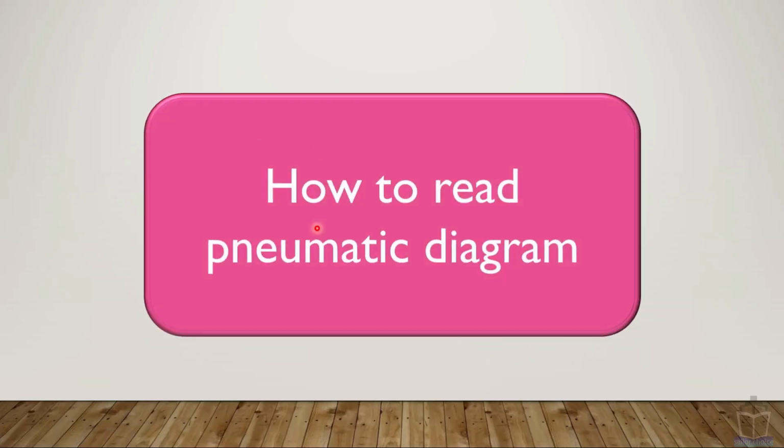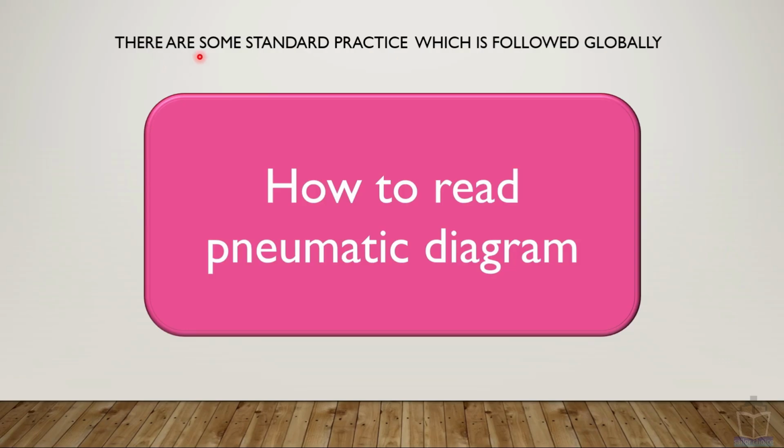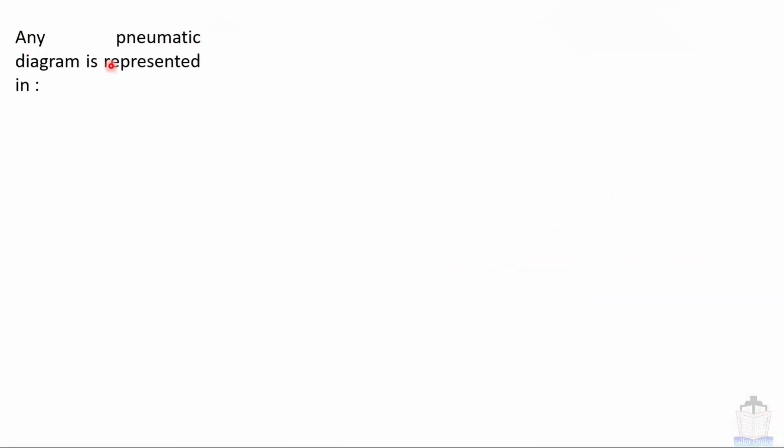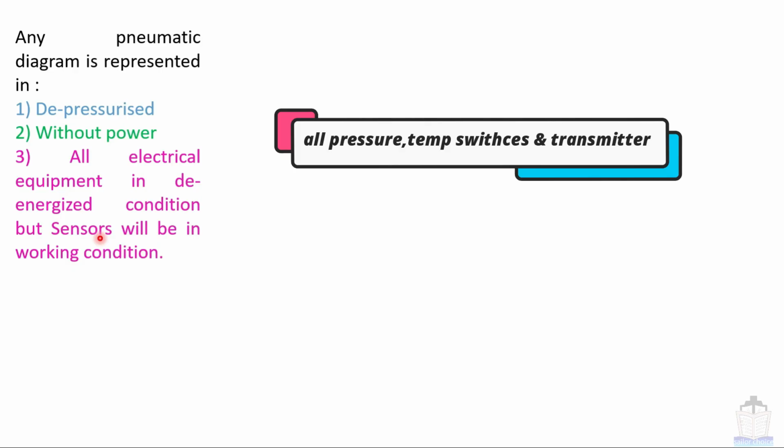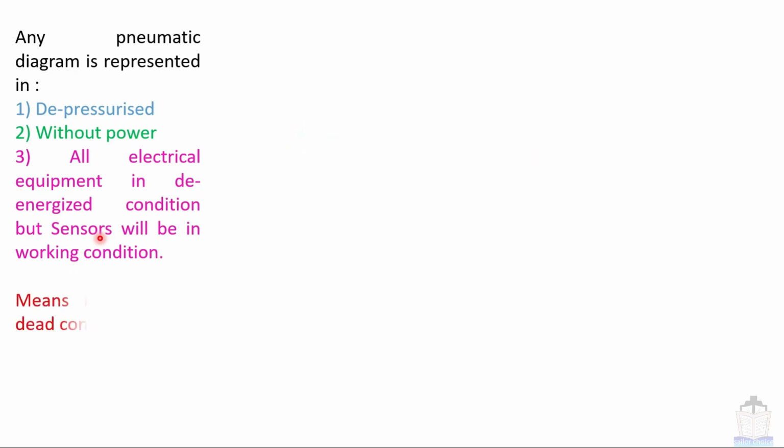Our next topic is how to read a pneumatic diagram. There are some standard practices which are followed globally in terms of pneumatic diagrams. So let's see. Any pneumatic diagram is represented in depressurized condition. Second, without power. Third, all electrical equipment in de-energized condition, but sensors will be in working condition. Sensors means our temperature and pressure switches and transmitters. That means in completely dead condition. So these are standard practices followed globally in terms of pneumatic or hydraulic diagrams.